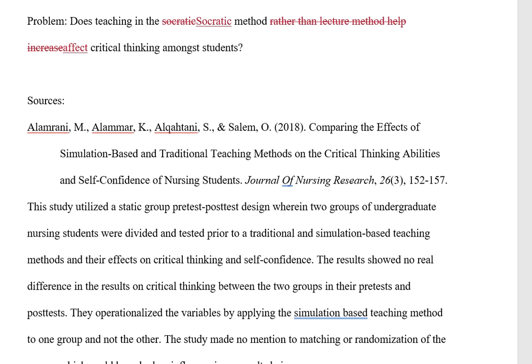So if you had a note about that from me, I was just trying to minimize a predisposed conclusion or assumption related to the problem at this point in the research. So now we go down to the very first source, and this looks like an excellent study to support this problem, because it's comparing the effects of simulation-based and traditional teaching methods on critical thinking abilities.